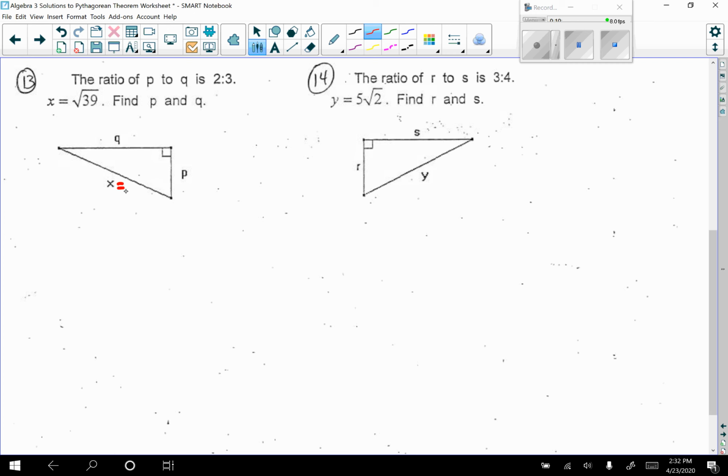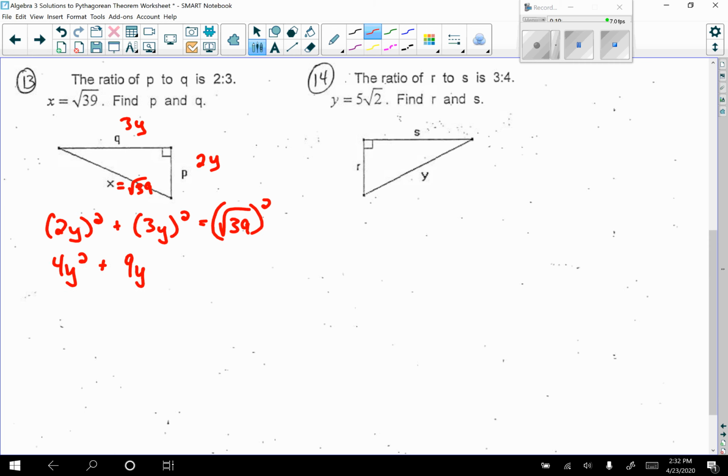So we know that x is equal to the square root of 39. I'm going to let p, if the ratio p to q is 2 to 3, I'm going to say that this is like 2y, and then q is really 3y. So we're going to have the two legs squared and added together. So we're going to get 2y squared plus 3y squared equals radical 39 squared. So I'm going to get 4y squared plus 9y squared equals just 39. Now I can add the two y squared terms together, get 13y squared equals 39. Divide both sides by 13, which will give us y squared is equal to 3. So y is equal to radical 3.